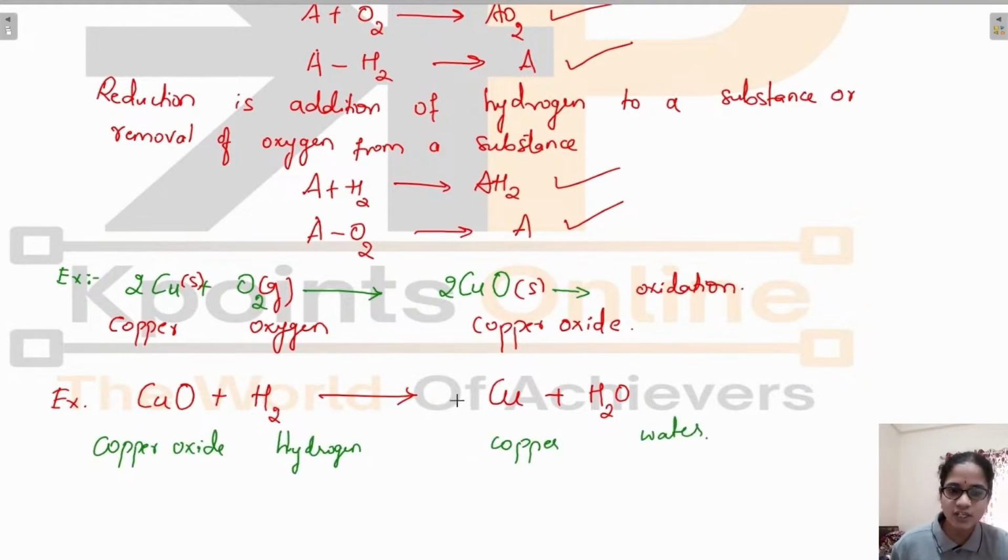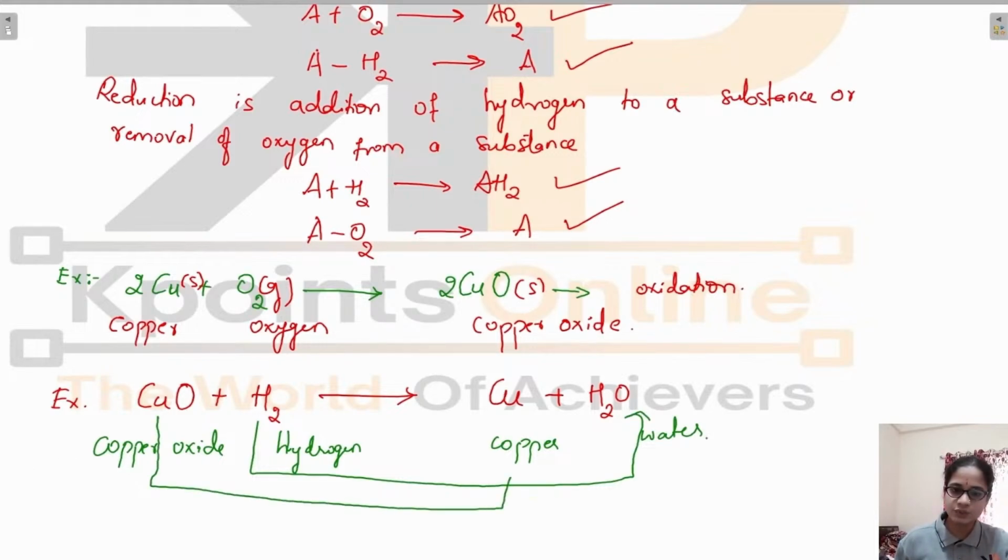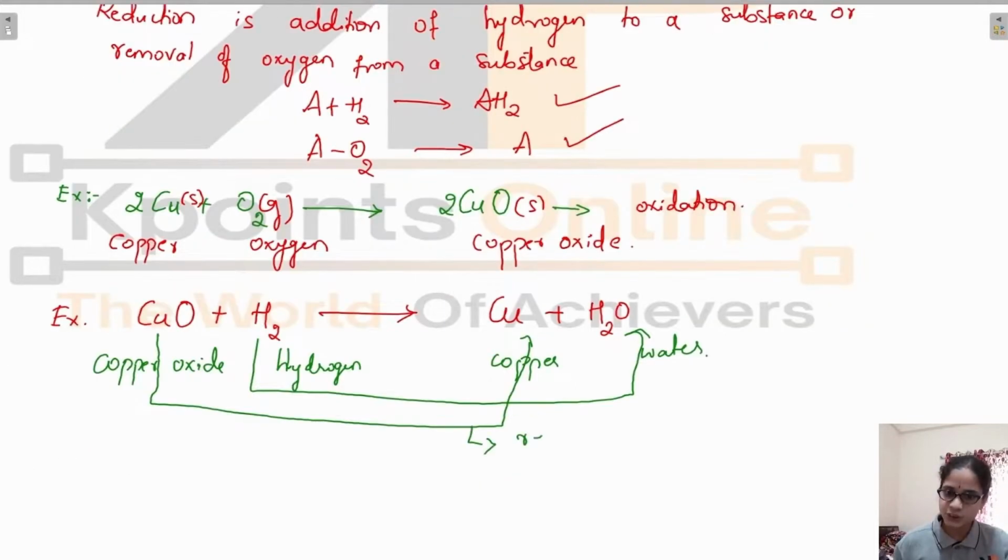Yes. In this reaction, what happens? Copper oxide is reduced to copper, but hydrogen is oxidized to water. Copper oxide is reduced to copper. This is reduction. This is oxidation. If one element is donating oxygen, then it is obvious that another element is accepting it. Okay, so in the same reaction itself, we are observing oxidation and reduction. Such a reaction is called a redox reaction, meaning the oxidation and reduction reactions take place simultaneously.